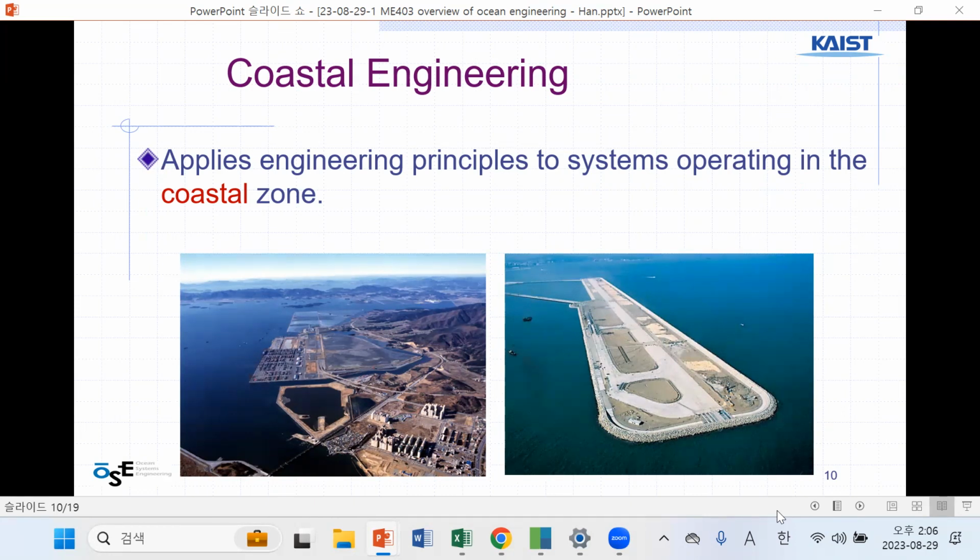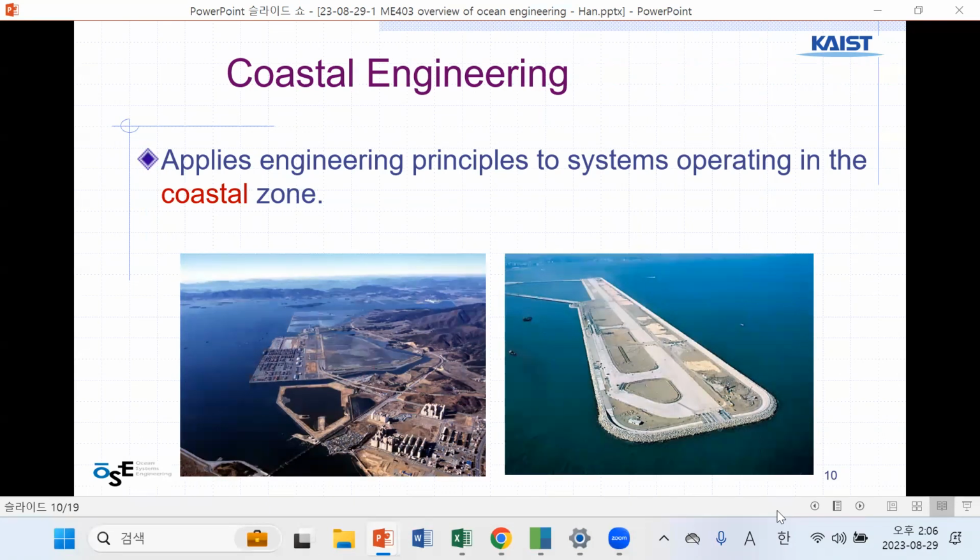Now the old port is too old, so they wanted to build a new port. This is the new port. I guess this one is an old photo from the beginning of the development of this port. But now it has been in full operation for more than 10 years. So it's very big and now the main port of Korea.